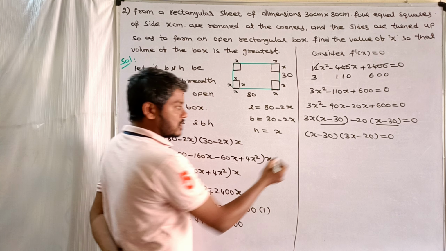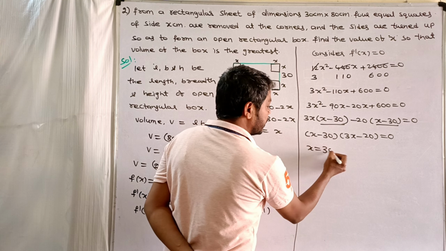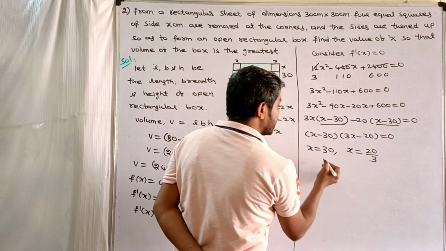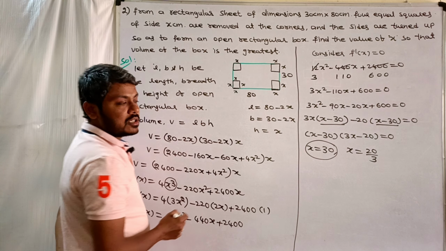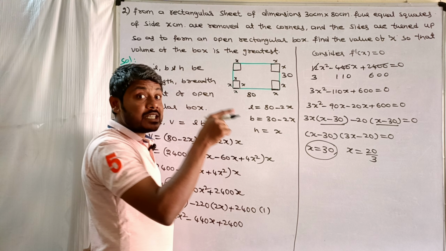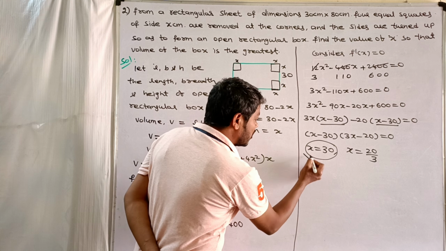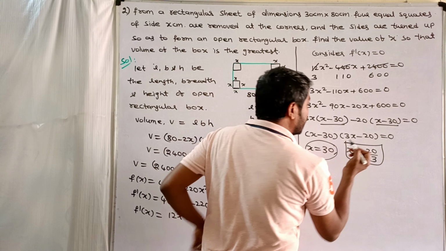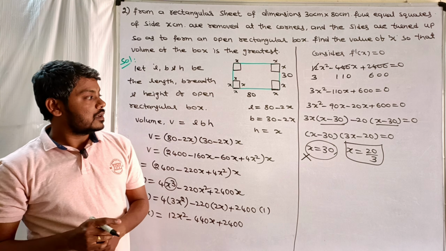So what are the x values? One is x equal to 30. Another one from this, x is equal to 20 by 3. But x equal to 30, what will you get? If x is 30, 30 minus 60, the breadth is negative. So 30 is not possible. Therefore the value of x is 20 by 3.